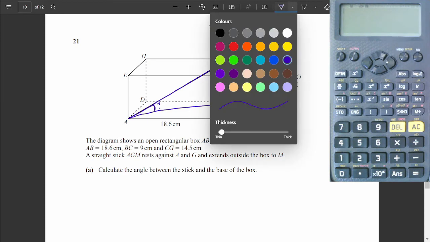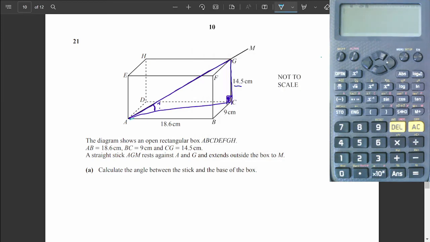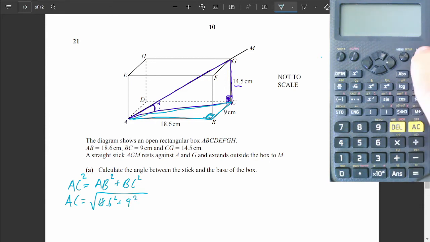So the most obvious thing to do here is to work out that line AC by using the right angle triangle on the base of the box, using the 18.6 and the 9. So this is how it's going to go. AC squared equals AB squared plus BC squared. That's Pythagoras. Speed things up, we're going to square root. AB is 18.6 and BC is 9. So let's put that into our calculator.